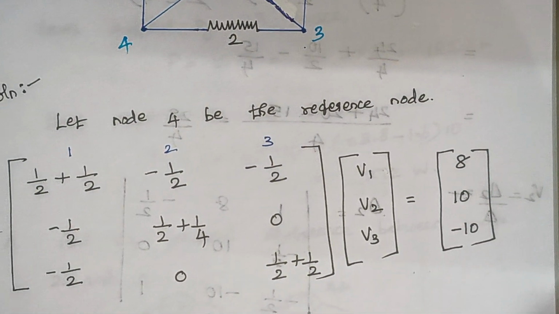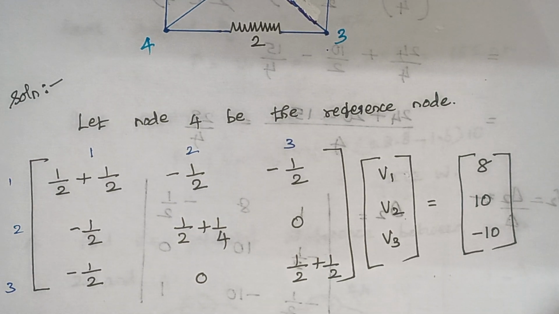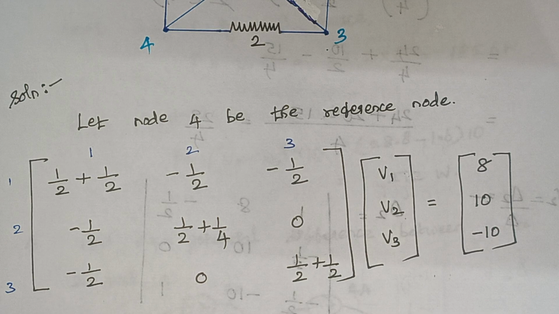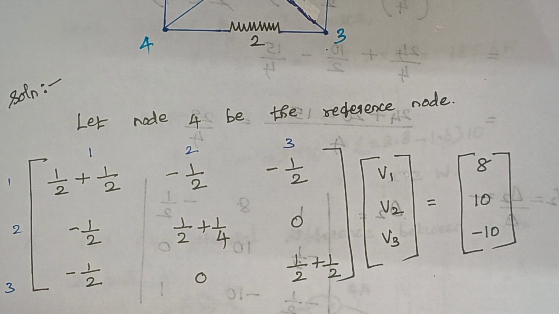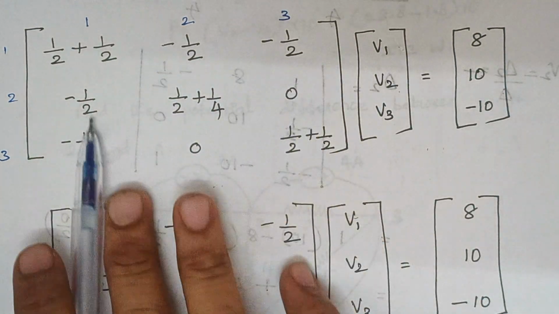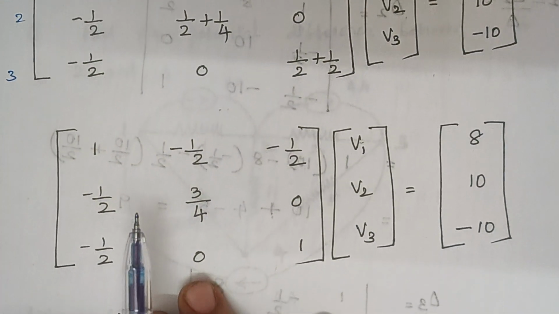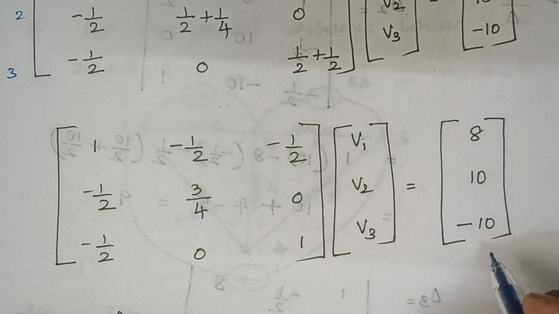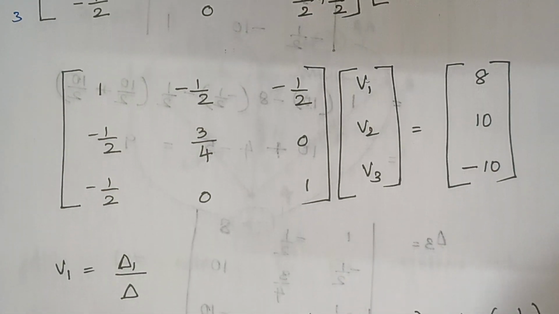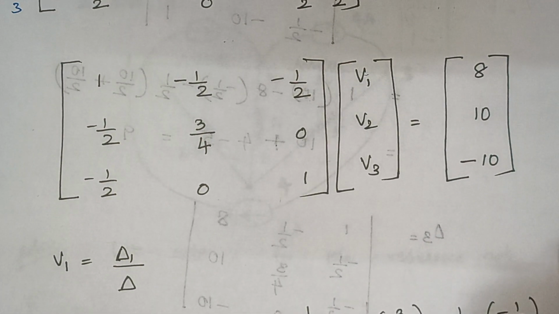So this is our first step and it is an important step. Once you have done this correctly, then the rest of the things will be easy. Then the next thing is we are solving this matrix. So here we are ending up with a matrix like this. Now the next thing is we are going to calculate the value of V1. So what is the formula for V1? It is delta 1 by delta.